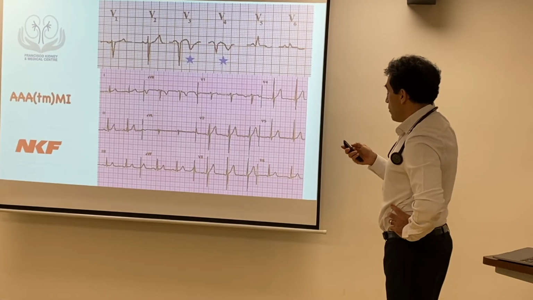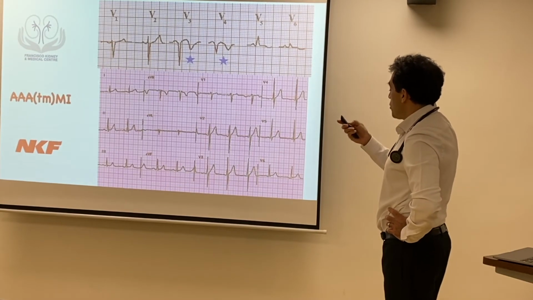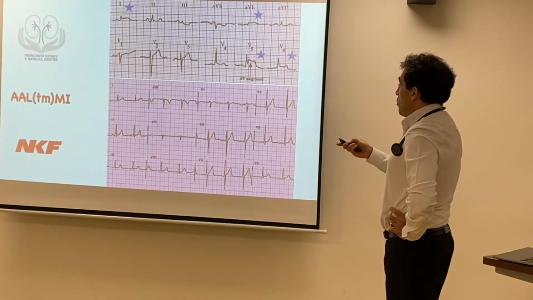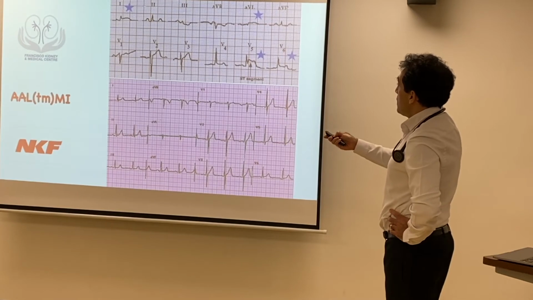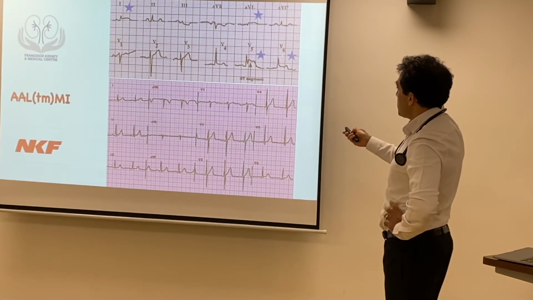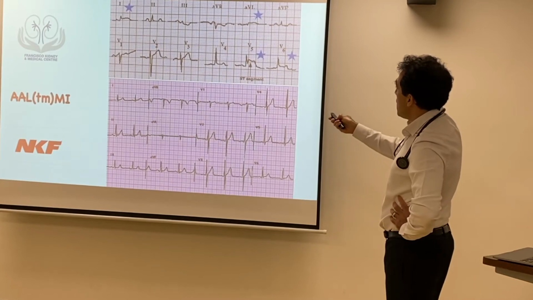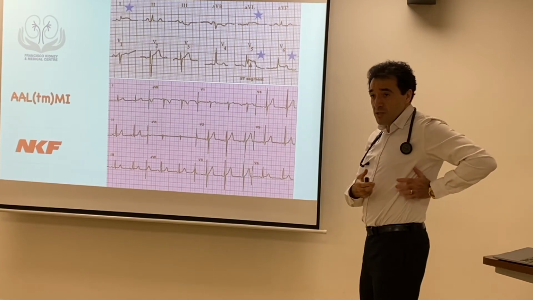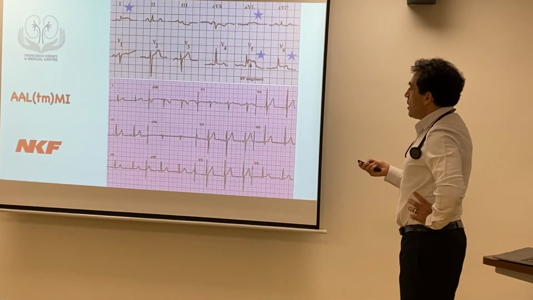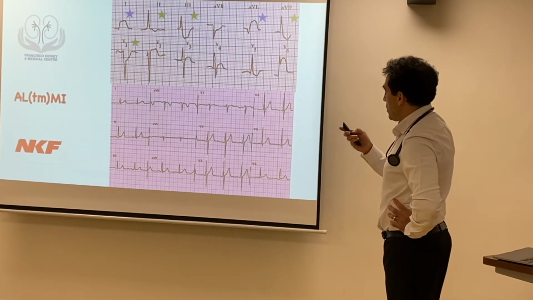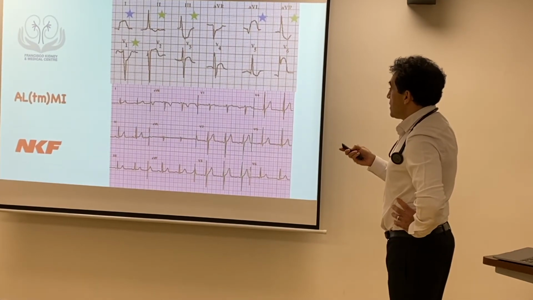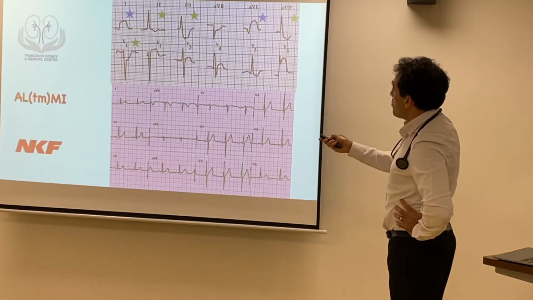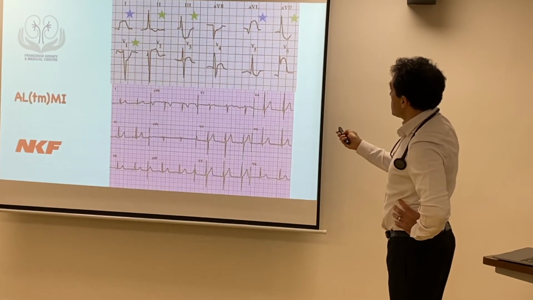And this is anteroapical. So in V3 and V4 you see the changes there, the elevations. Anterolateral: in lead 1 you can see some ST elevations, V5 and V6, and aVL. The typical is 1 and aVL, whereas you can see V5 and V6 because it's on the lateral side, also watching the lateral side and the anterior. Yeah, this is a lateral MI. 1 and aVL are very prominent, with some reciprocal changes here, this one.